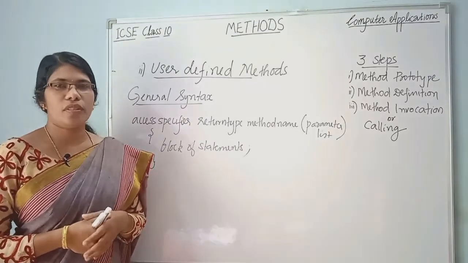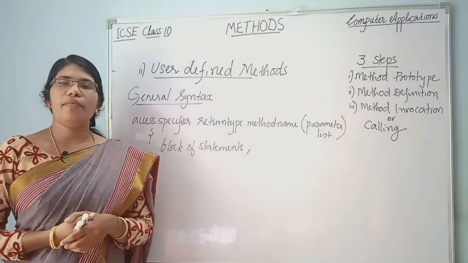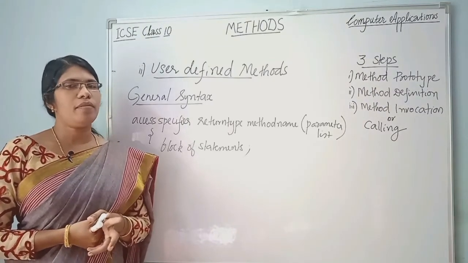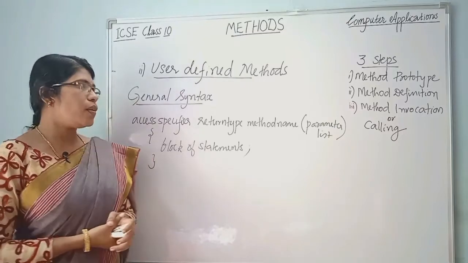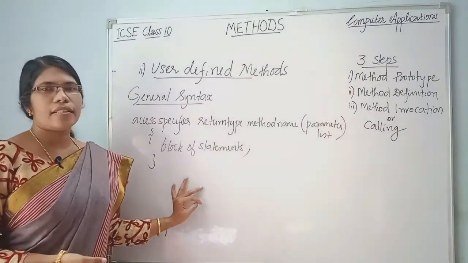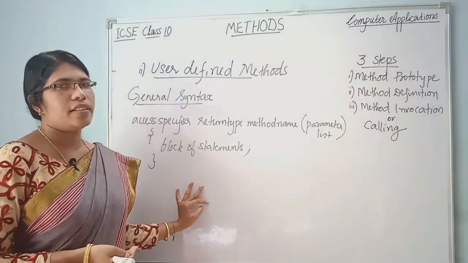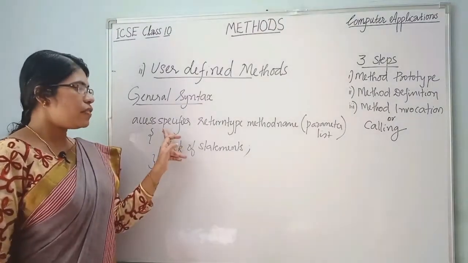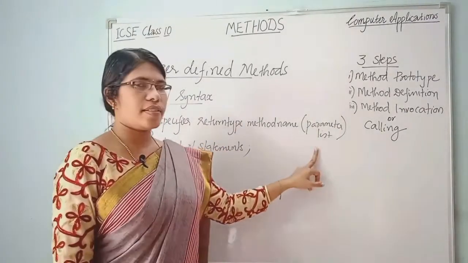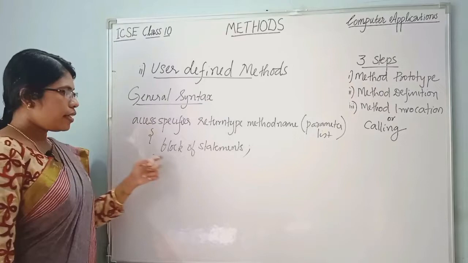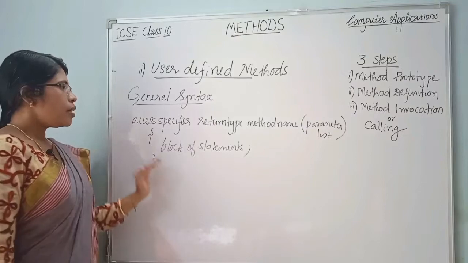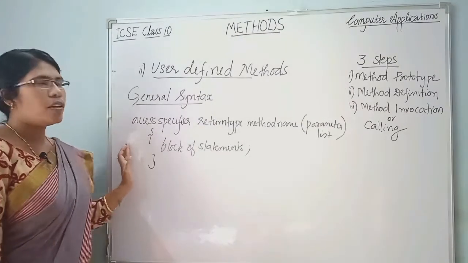Okay, the next method type is user-defined methods. A method defined by a user or a programmer is known as a user-defined method. So we have a general syntax to write a method. Let's check. Access specifier, return type, method name, parameter list. Open the curly brackets. Inside that we will write the statements that should be executed for this method. So this is the general syntax to define a method.